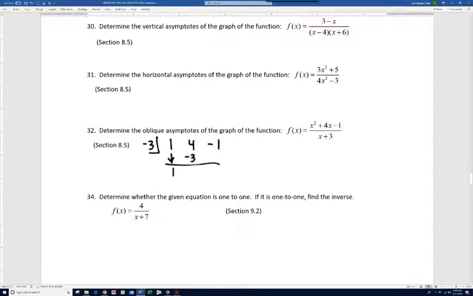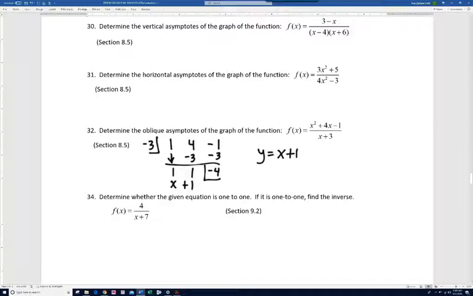And we get -3. In columns we always add. So 4 and -3, we're going to get 1. And then 1 times -3 is -3, and when we add we get -4. Our answer here is, let's see, we're dividing a second degree polynomial by a first degree polynomial. The degree is going to drop 1, and so this is 1x plus 1. And so our oblique asymptote will be y equals x plus 1.